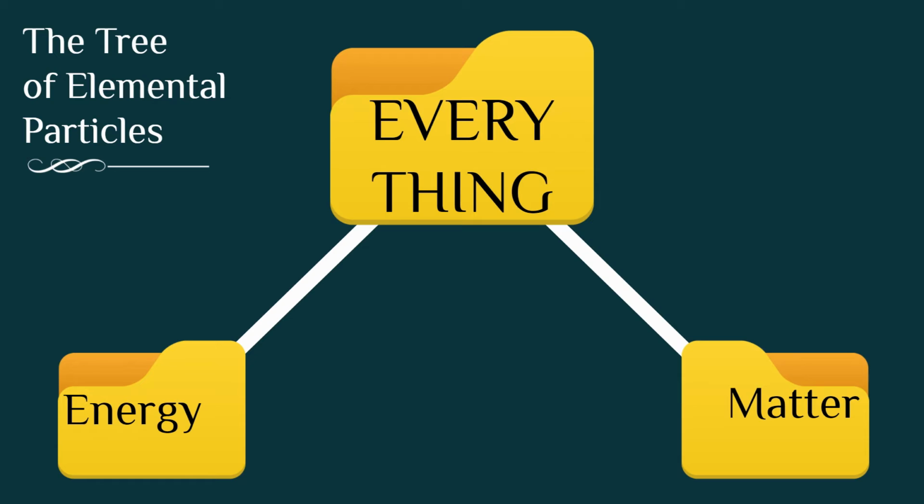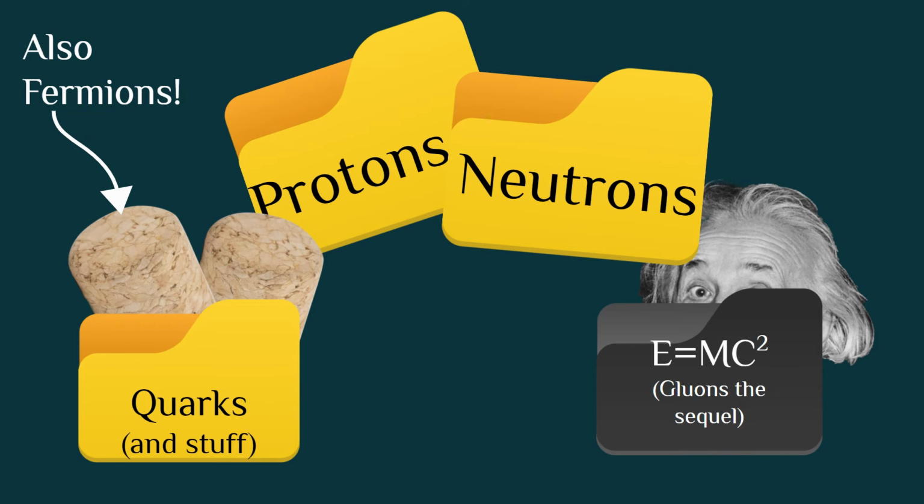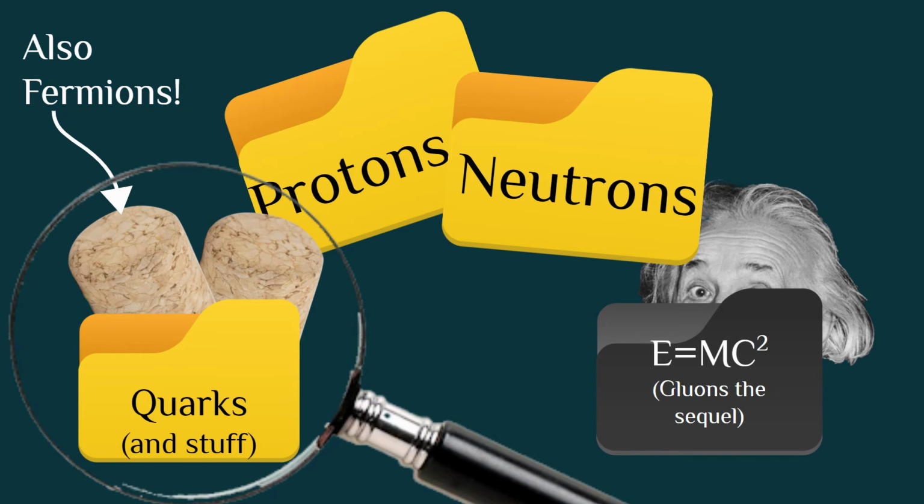Now, let's go back to the start of the tree, the everything tree. And this time let's go down the matter path, which is always a fun thing to do because you need matter to survive. So we really only have one folder under matter. It's protons and neutrons, and under that, we only really have one that we're going to talk about right now, and then there's the E equals mc squared one that I'm just going to say we'll talk about later. So we have quarks and stuff. And so let's talk about these quarks and stuffs.